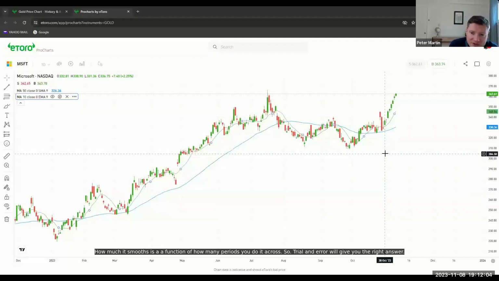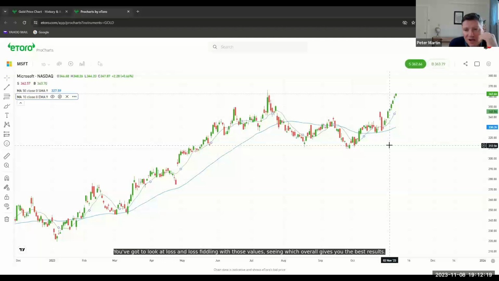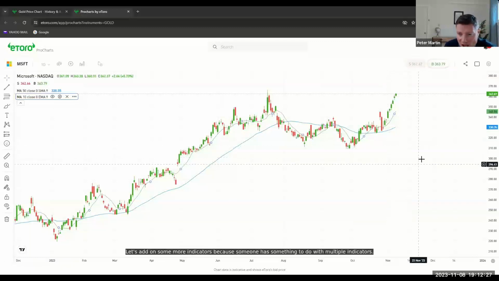To really arrive at what is useful, you need to look at a lot of previous charts. It's not just a case of looking at one or two. You've got to look at lots and lots, fiddling with those values, seeing which overall gives you the best results. And don't cheat yourself, because sometimes it's very easy to look at a historical chart and say, okay, I would have done this, I would have done that.